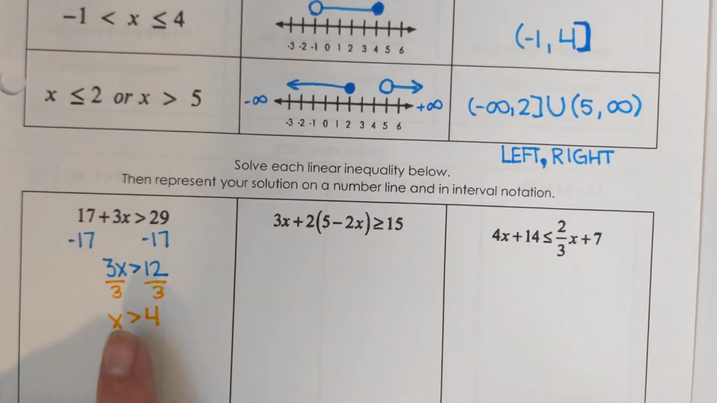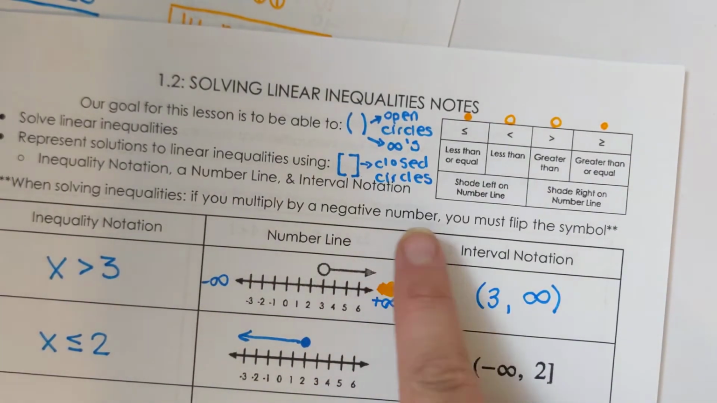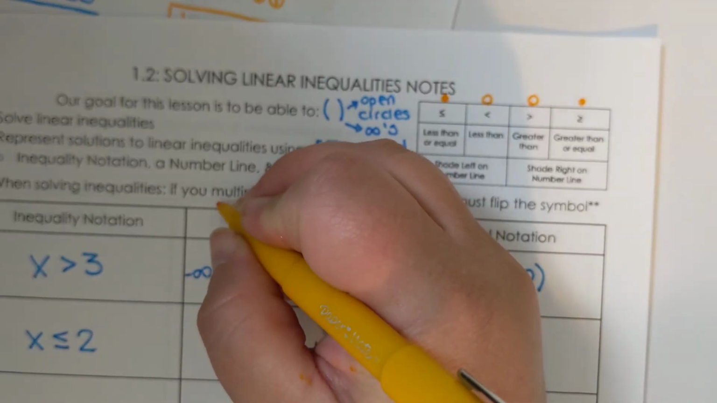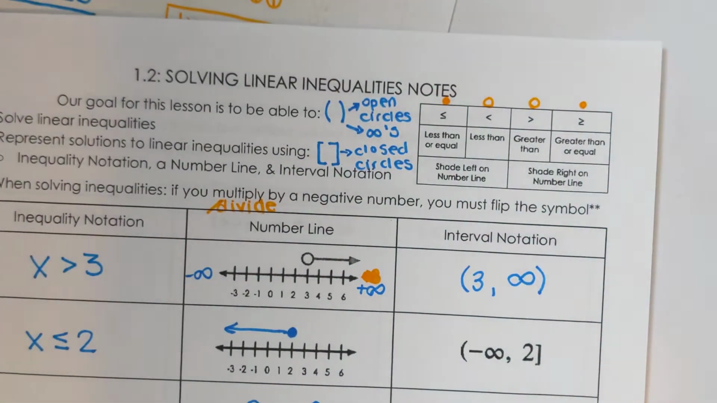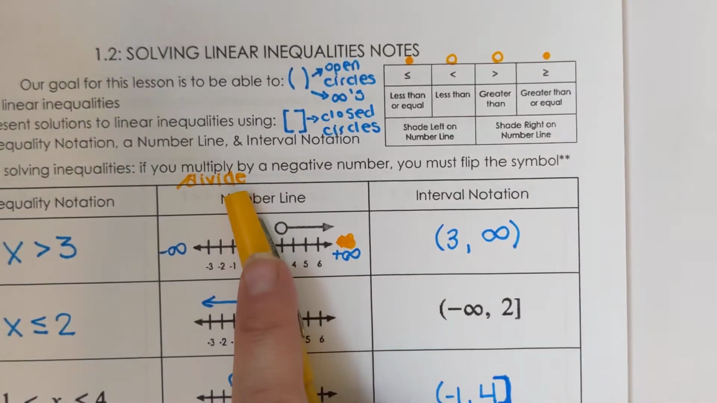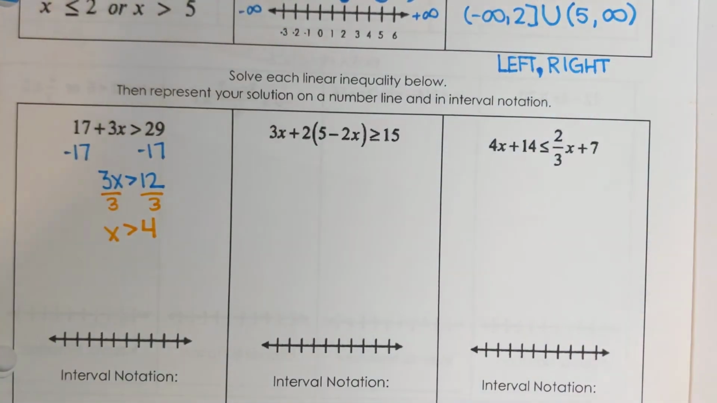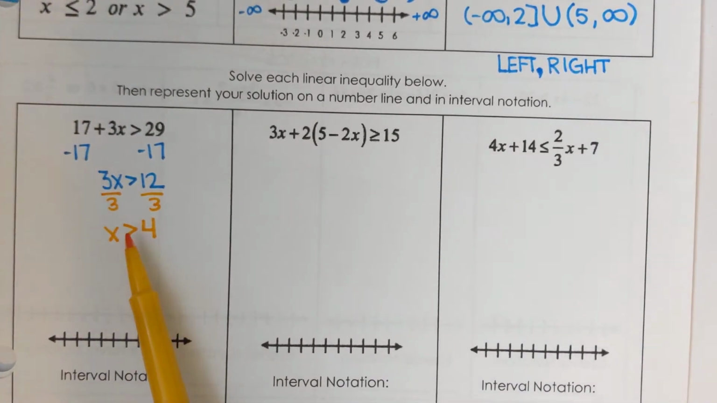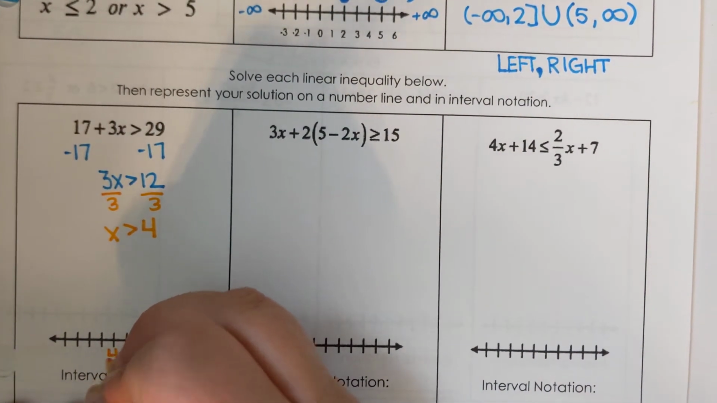But notice how I'm keeping the same symbol in between. The only time when that symbol needs to change is if you multiply by a negative number, you must flip the symbol. This also works for division too. So I'm going to put multiply/divide. Okay, so if you multiply or divide by a negative, you have to flip it. Otherwise, you don't change anything. Now, this is pointing to the right, so that's greater. X is greater than 4. So we're just going to put 4.